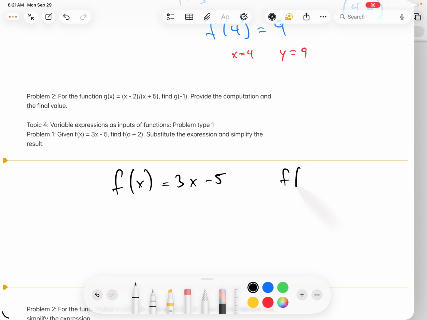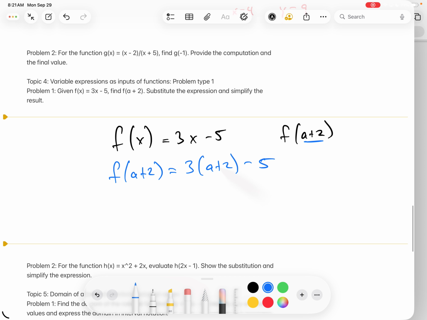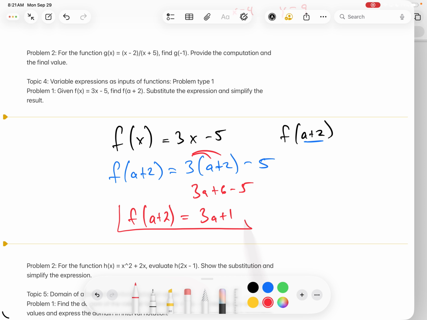So this one says f of a plus 2. So I'm going to take all of this, a plus 2, and put it in for my x. I take a plus 2 and put it in for my x, and then I simplify as much as I can. So distribute the 3: 3a plus 6 minus 5 would be 3a plus 1. So when I inputted an a plus 2, I got out a 3a plus 1.